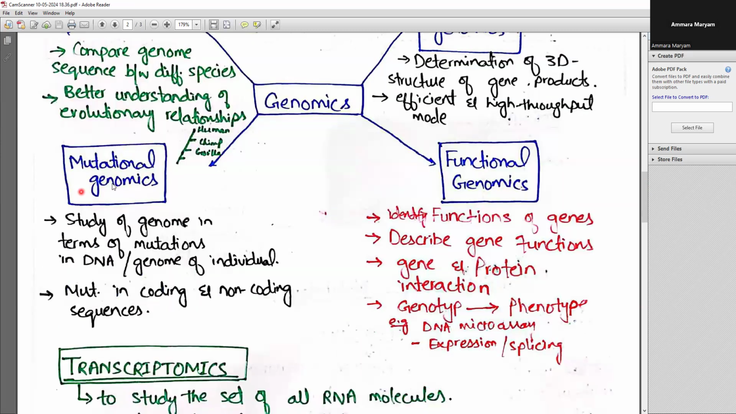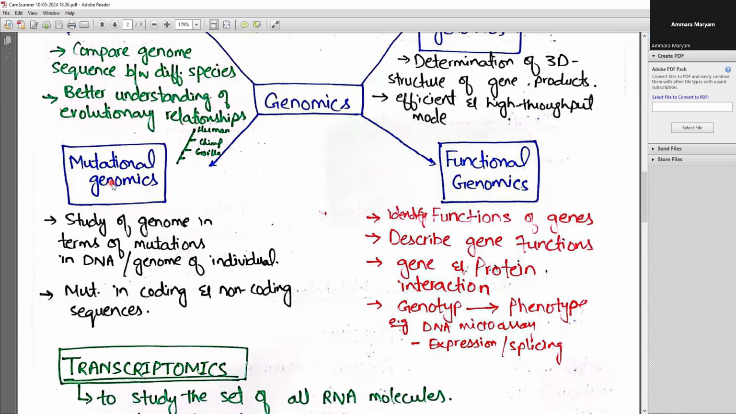In mutational genomics, we need to study the details about mutations. We know there are certain types of mutations, where a change comes in the nucleotide. Certain types of mutation include insertions, deletions, SNPs, and frame shift mutations. Whenever we want to analyze mutational changes in the DNA and genome of an individual, the study of this we will call mutational genomics.